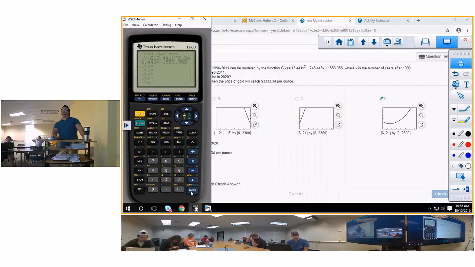Enter, enter, enter, enter, enter, enter. And I'm going to type in 333.34, and graph. Now you might have to zoom out a little bit because I think our y is only going to 2300, isn't it? So we need to make our y, go to window, go to 3500.